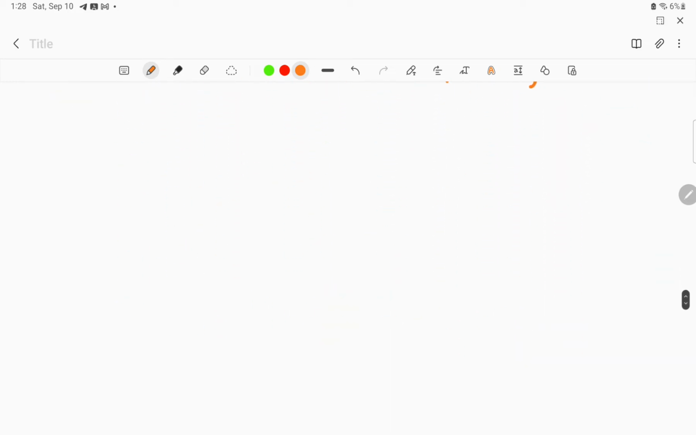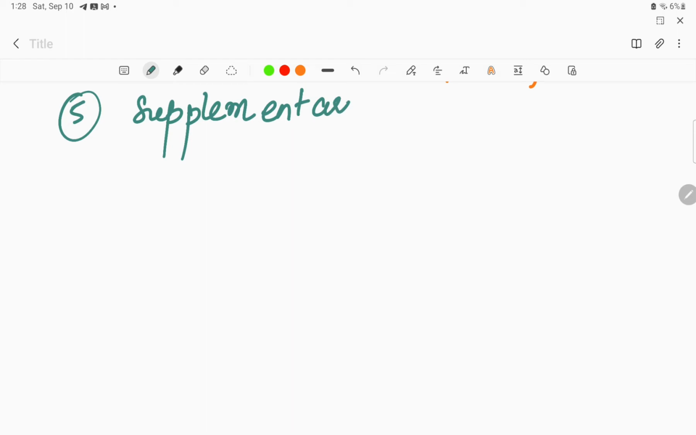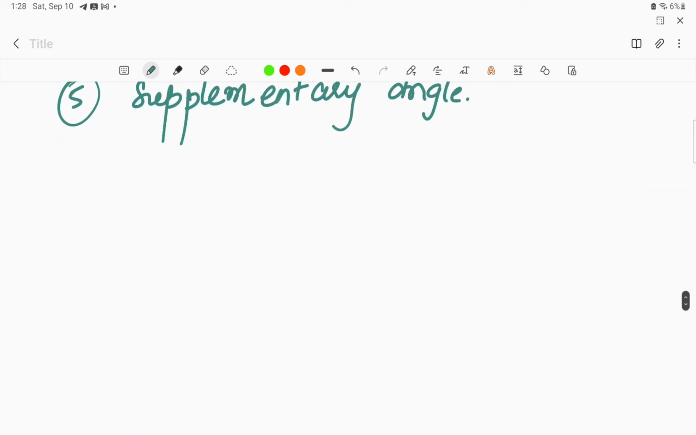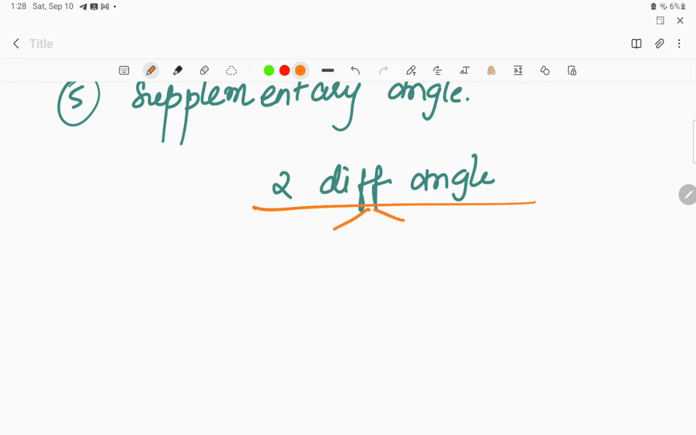The very fifth term that we will learn over here is the supplementary angles. Okay, now what are the supplementary angles? In case of the supplementary angles, the summation is equal to 180 degree. As in the complementary angle we have seen that we have considered two different angles, right? Similarly here we have to consider two different angles, for example theta 1 and theta 2, and this supplementary angle summation is equivalent to 180 degree.